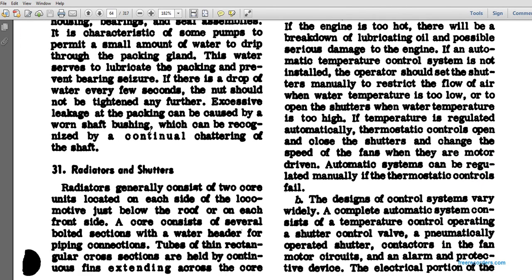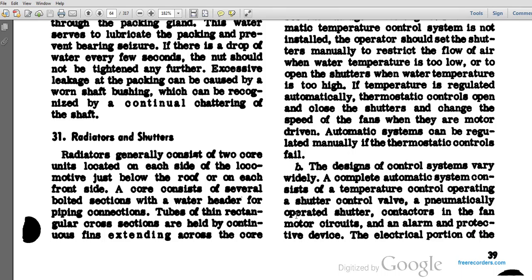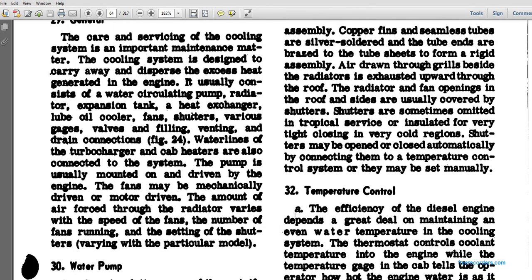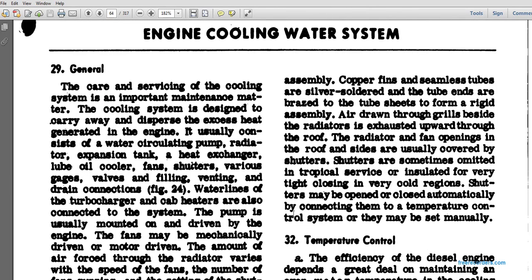31. Radiators and shutters generally consist of two core units located at each side of the locomotive just below the roof. Each consists of several bolted sections of the water header from the piping and the connecting tubes, and rectangular cross sections are held in continuous fins extending across the core assembly. Copper fins and seamless tubes are joined with silver solder at the tube ends to form a rigid assembly.